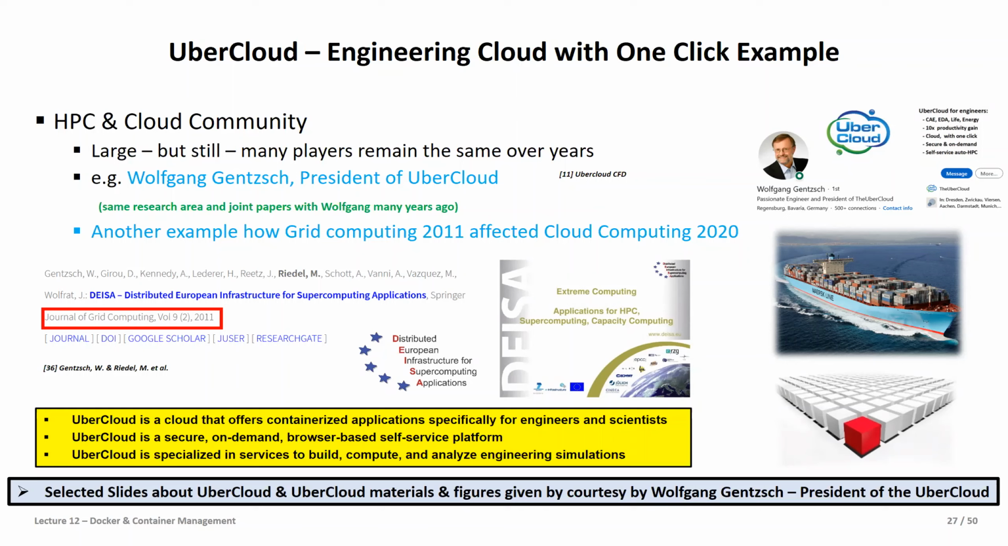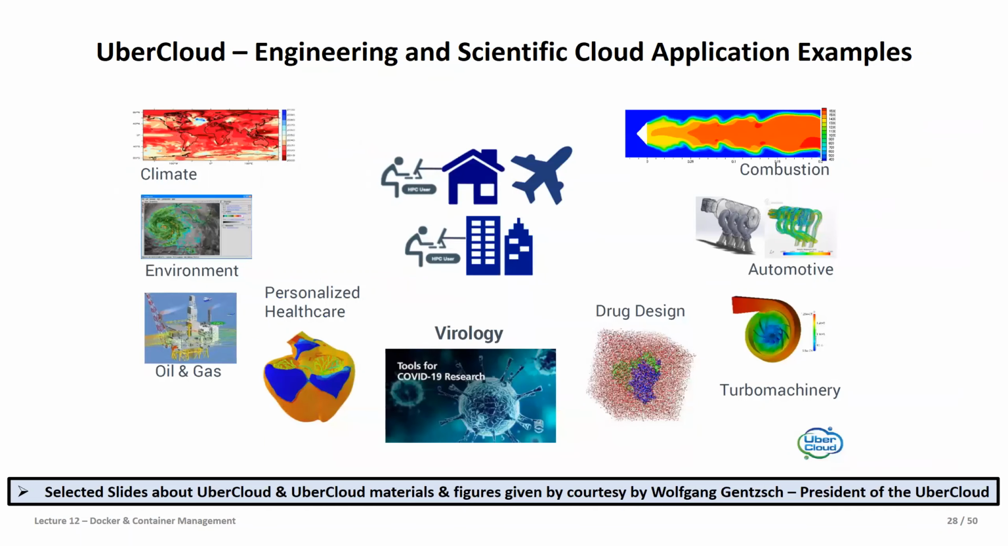So UberCloud enables you, of course, a much more on-demand provisioning. You basically have a self-service platform. It is really secure. It has pre-packaged all the software packages you need, and is really used today. And the slides I present here are a little bit given from Wolfgang to me, because I think it's also good to have them from the right source.